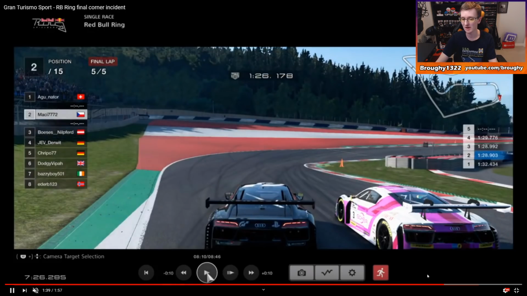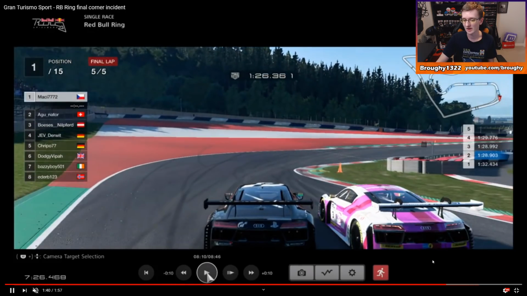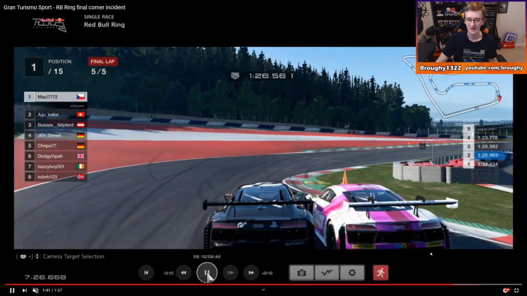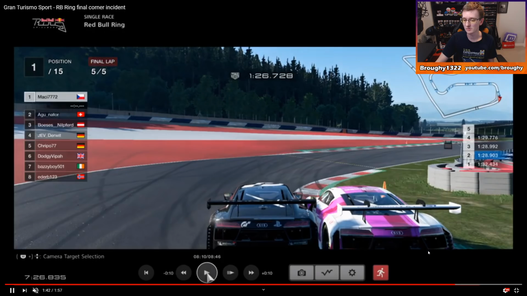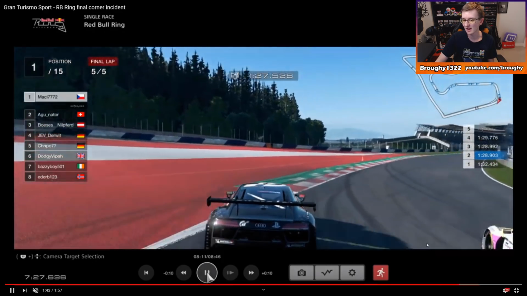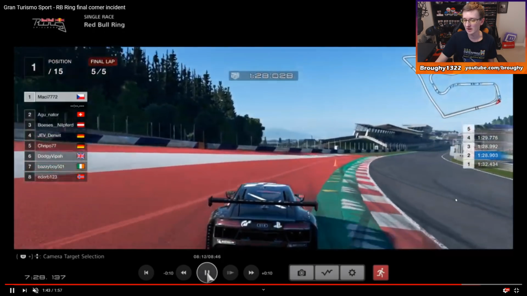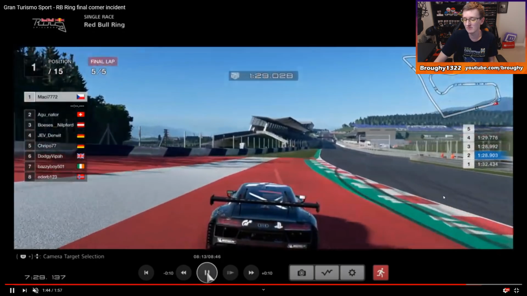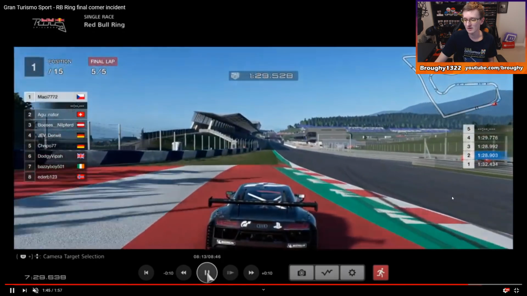You could say that the black car was at fault for abusing track limits and really giving no space to the pink car, but nothing really came of it. He didn't gain an advantage from it, and the pink car, for me, in my eyes, did absolutely nothing wrong either. So for me, just a racing incident, nothing happened.